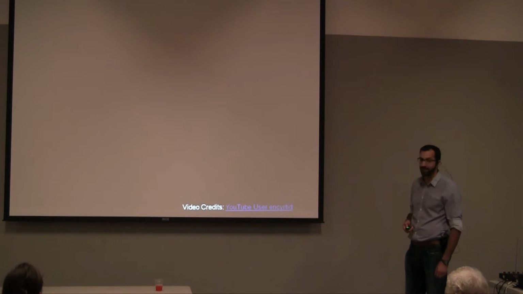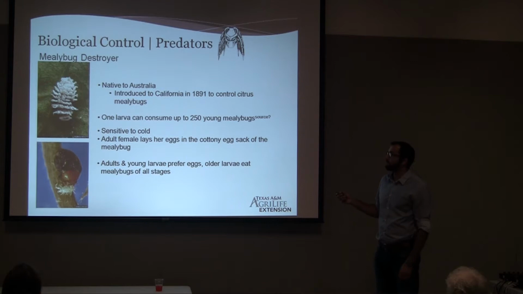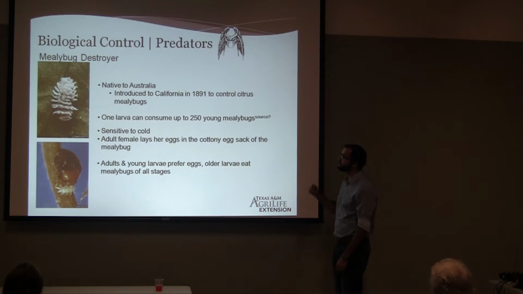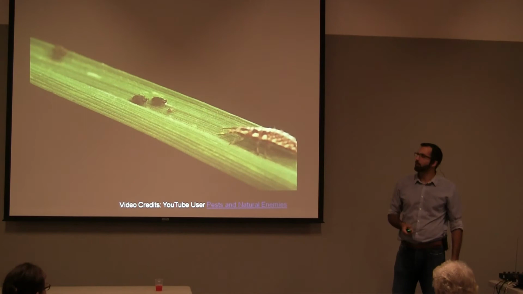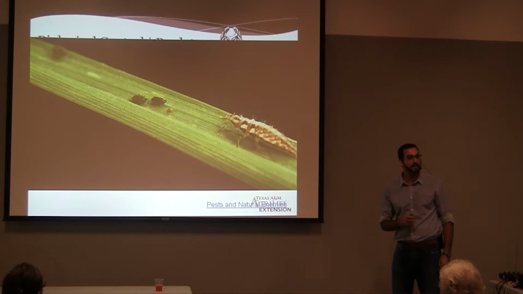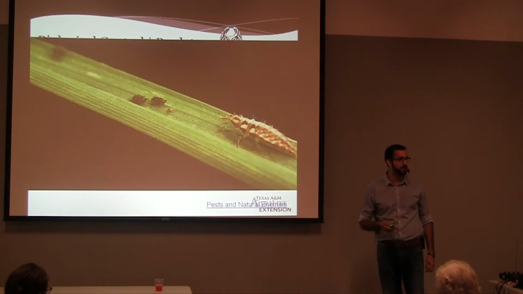This one is called the mealybug destroyer, such a beautiful name. They're native to Australia and were introduced in California in 1891 to control the citrus mealybugs. One larva can consume up to 250 young mealybugs. That's kind of the reported or the anecdotal value. They're very sensitive to cold, however. Can you buy those? Yes, absolutely. Some have said that it can be very effective, that they can stay there year after year. There are ways of encouraging their populations as well.